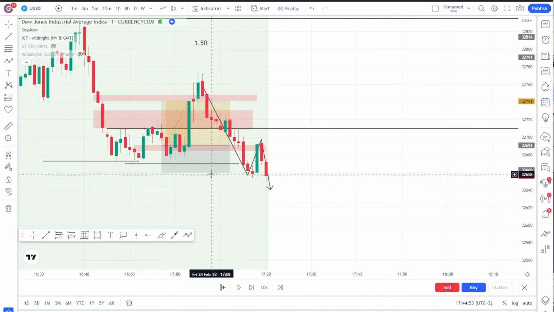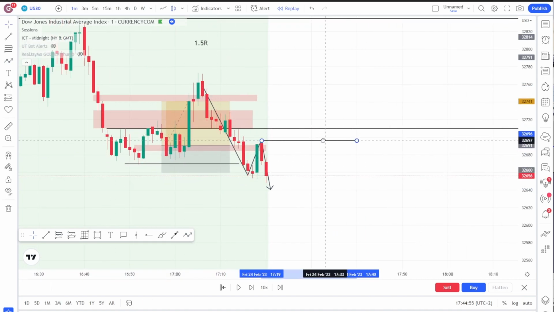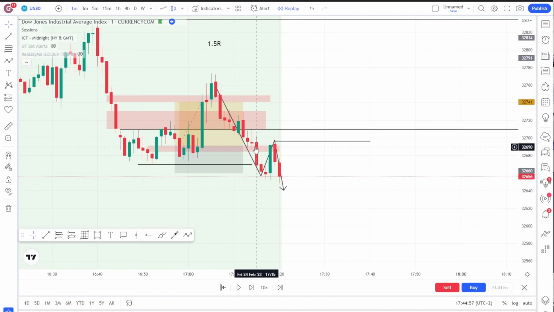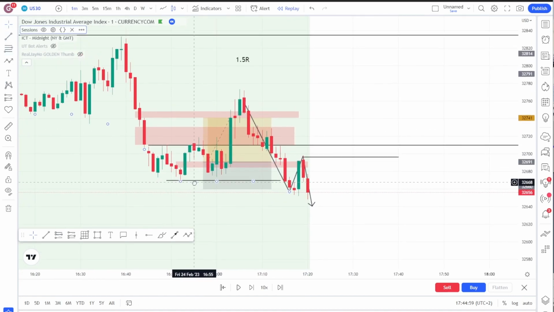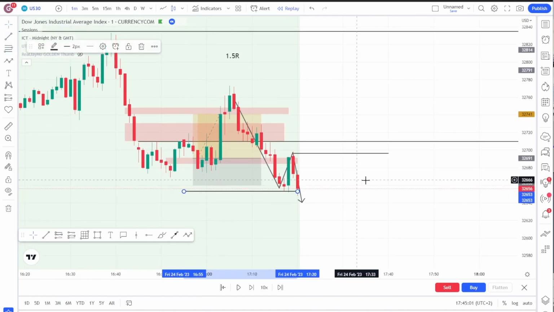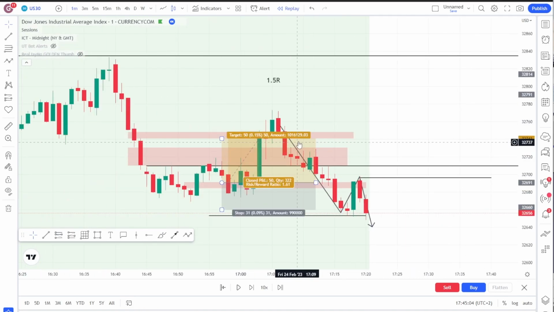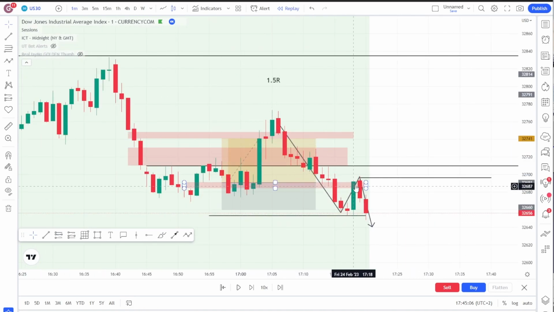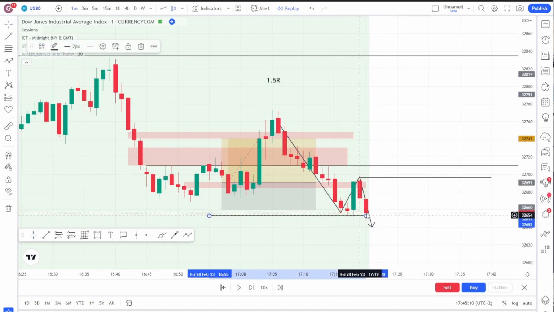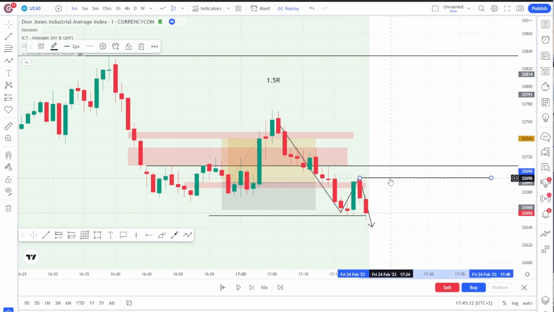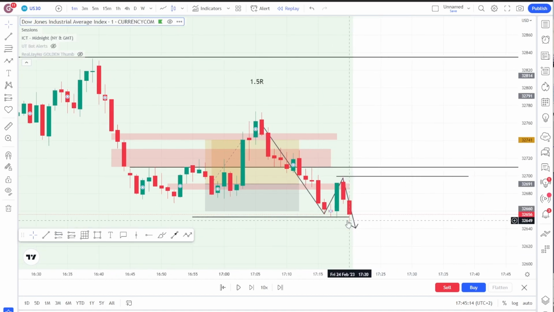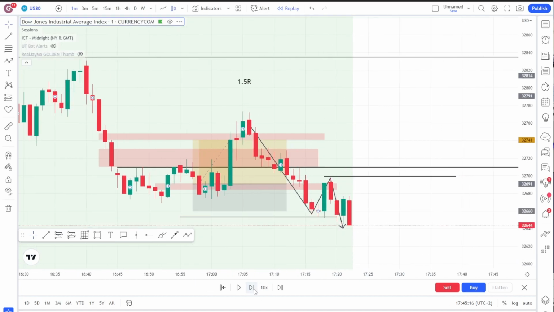So we want to look for a break of this level, okay? Because we've got a change of character right here, okay? Price has come down, broken structure, and reacted, okay, and broken the structure. So now this would confirm to me that price is looking to switch up again.